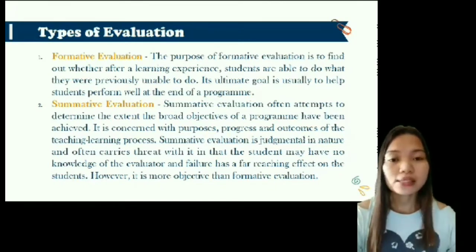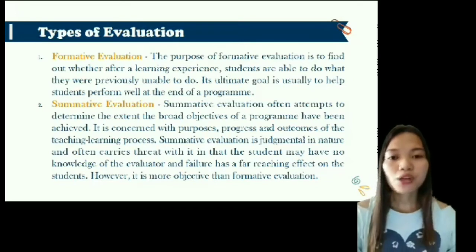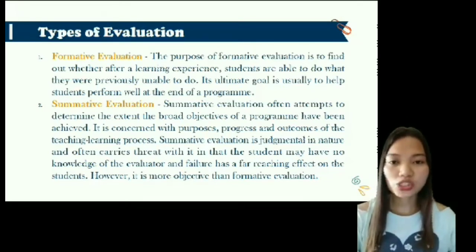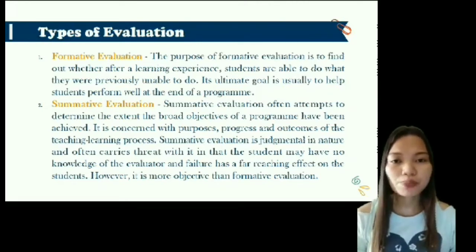So, what is a formative evaluation? The purpose of formative evaluation is to find out whether, after a learning experience, students are able to do what they were previously unable to do. Its ultimate goal is usually to help students perform well at the end of the program.